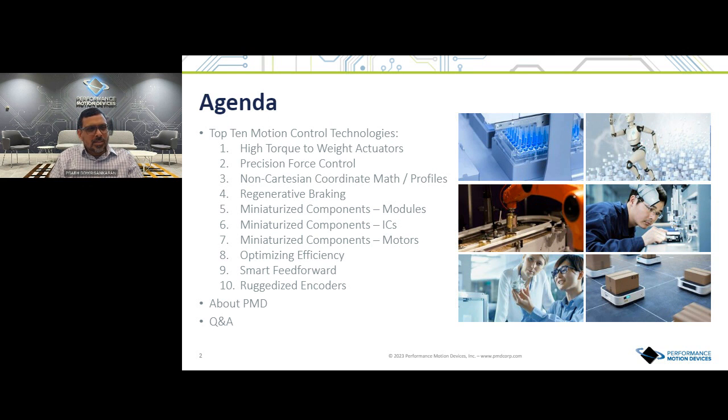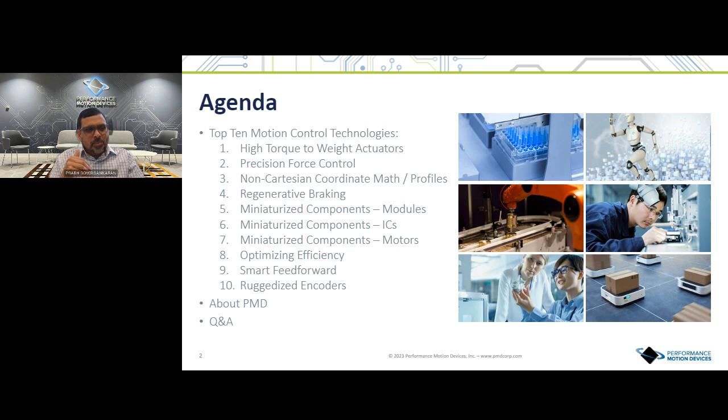Just as you could see, we would walk through each one and give you tips on a few techniques that you can use for these. So the first one would be the high torque to weight actuators. This is used in a lot of the pick and place robots. The second one is the precision force control, where an end effector is trying to grab onto an object. How do they accomplish that?